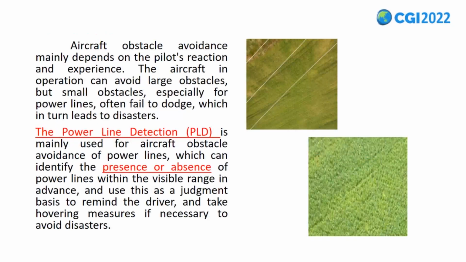detect. Power line detection is mainly used for aircraft obstacle avoidance of power lines, which can identify the presence or absence of power lines within the visible range in advance. So it is very useful for the pilots.